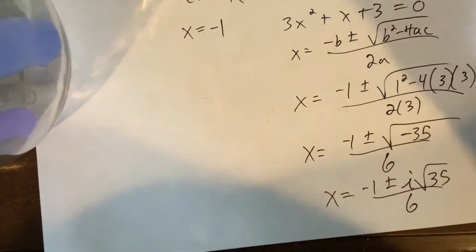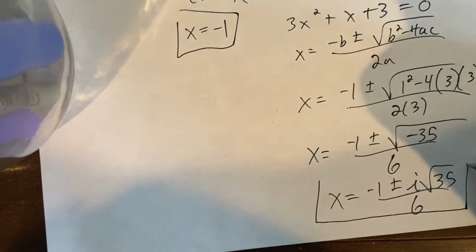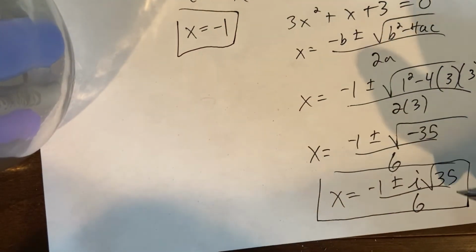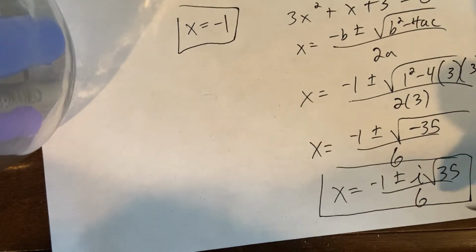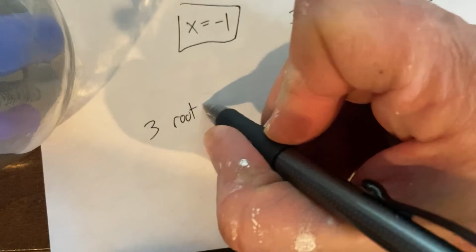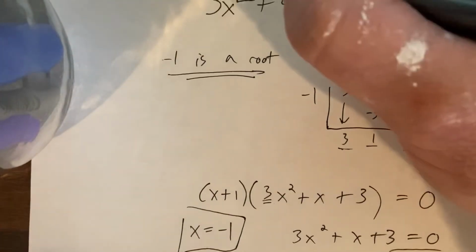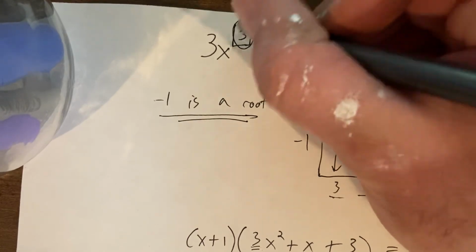So there are my 3 solutions. x equals -1, and then I have -1 plus i radical 35 over 6, -1 minus i radical 35 over 6, giving me a total of 3 roots, which makes sense because this was a 3rd degree polynomial.